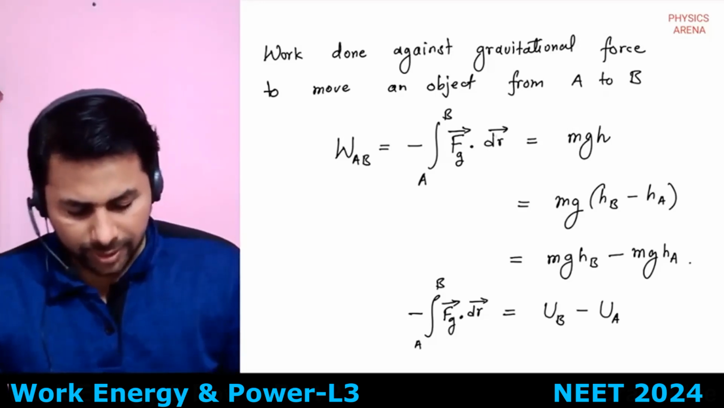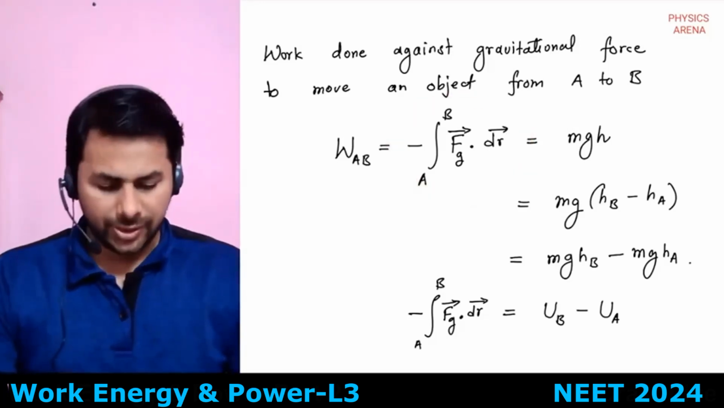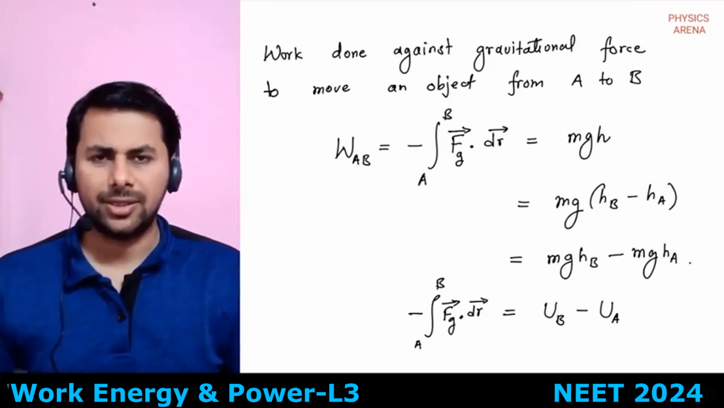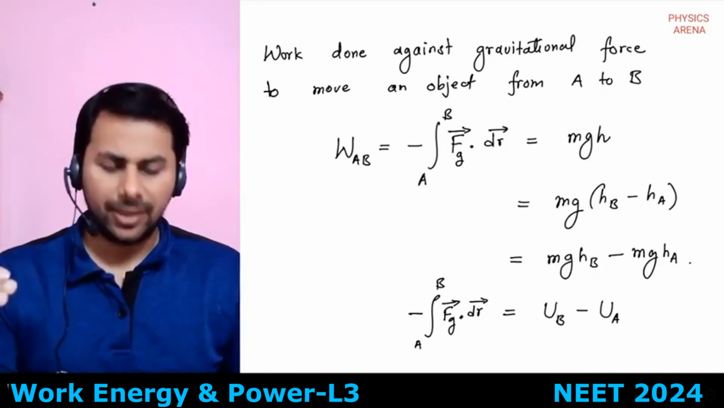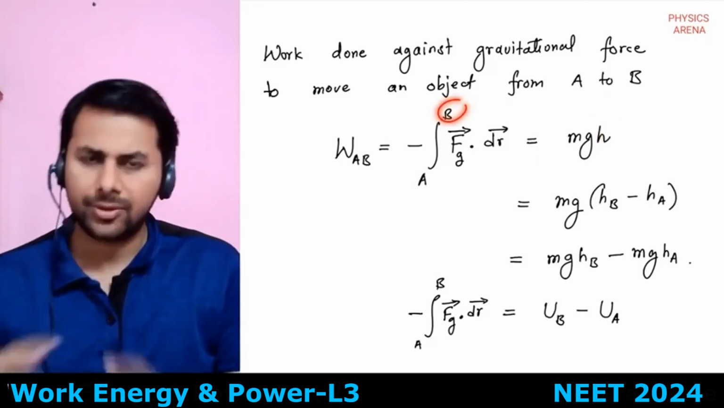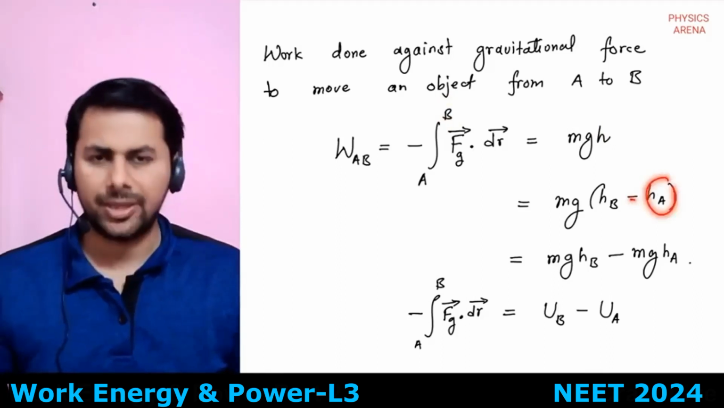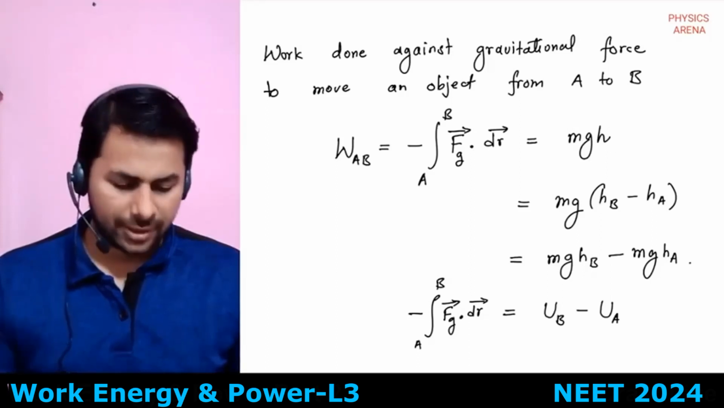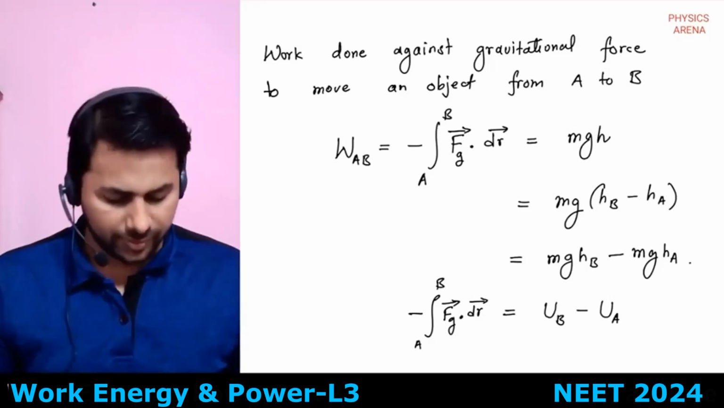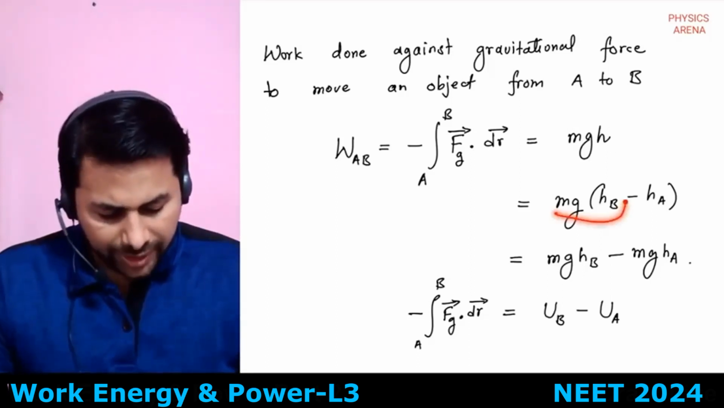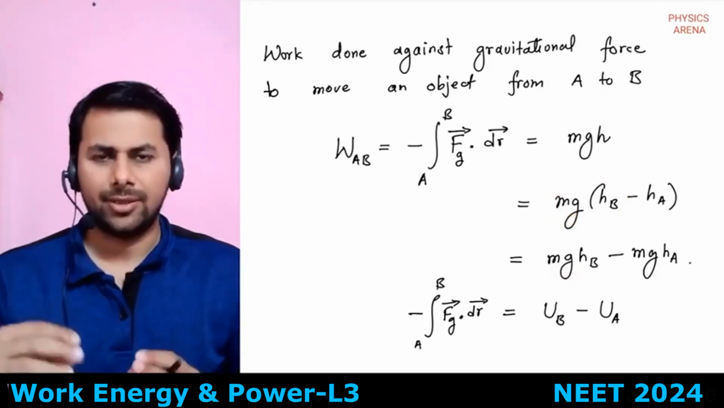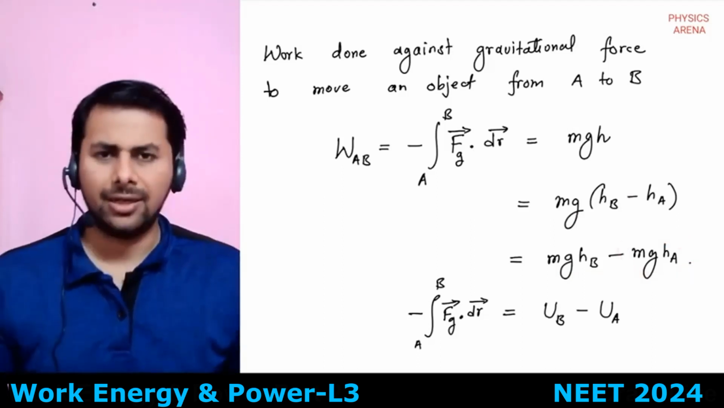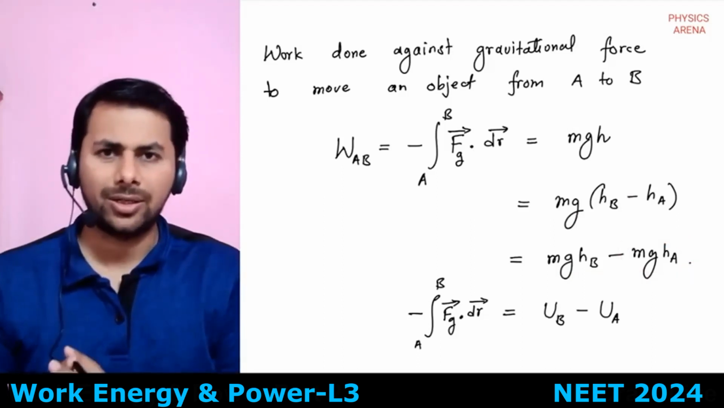Okay. So this work done will be equal to how much? We find that it is equal to mgh. What is mgh? It is mg multiplied by the height of the final point, point B, minus the height of the initial point, point A. If we consider that the gravitational force is just equal to mg, then mgh at B can be called the potential energy of this body at point B, and mgh at A can be called the potential energy at point A.